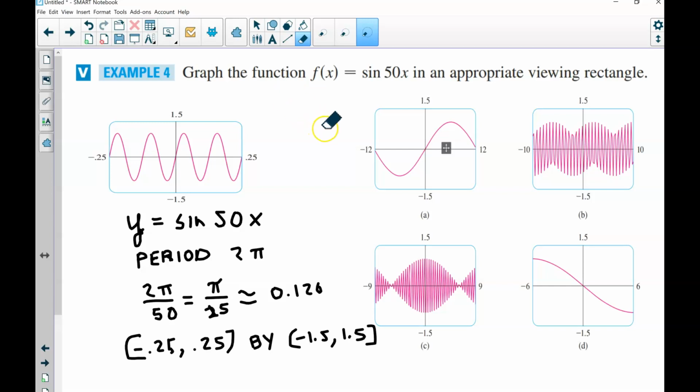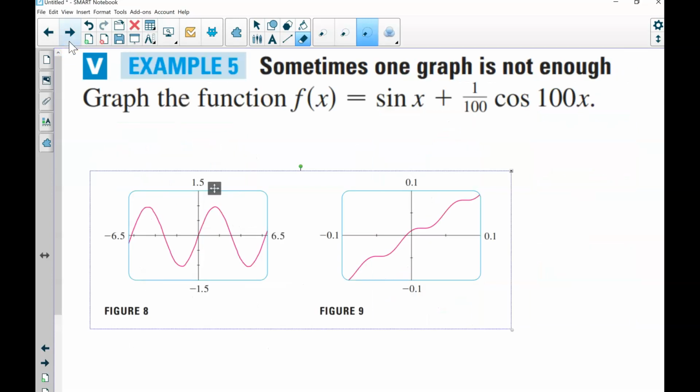Now, in this next example, we look at a function for which there is no single viewing rectangle that reveals the true shape of the graph. The function is f of x equals sine of x plus 1 over 100 times the cosine of 100x. If you look at figure 8, it shows the graph of f produced by a graphing calculator with a viewing rectangle of negative 6.5 to 6.5 by negative 1.5 to 1.5. It looks much like the graph of y equals sine of x, but perhaps with some bumps attached. Now, if we zoom in with a viewing rectangle of negative 0.1 to 0.1 by negative 0.1 to 0.1, we can see much more clearly the shape of these bumps in figure 9.